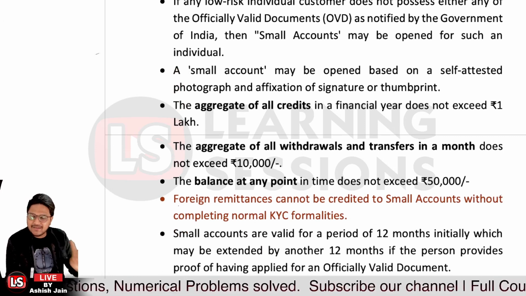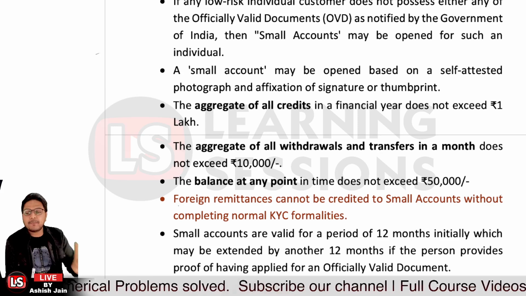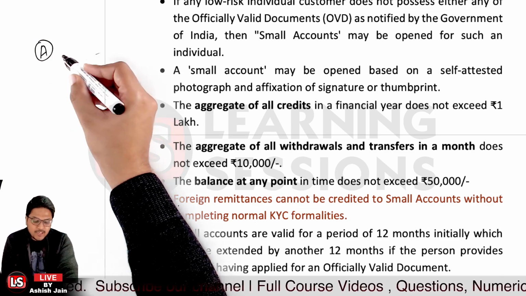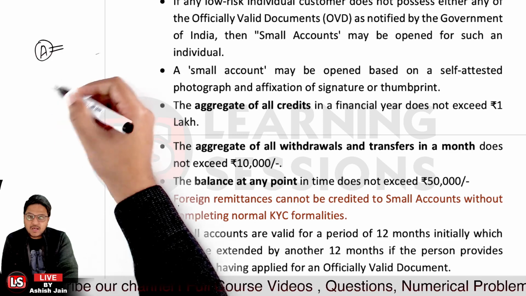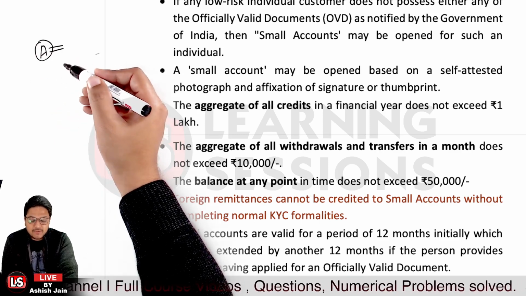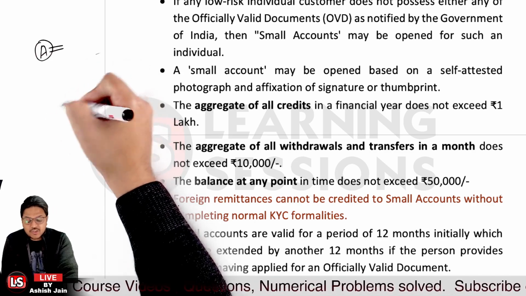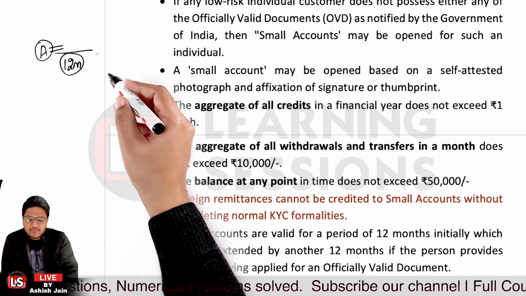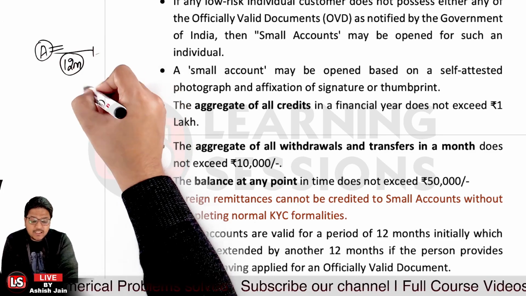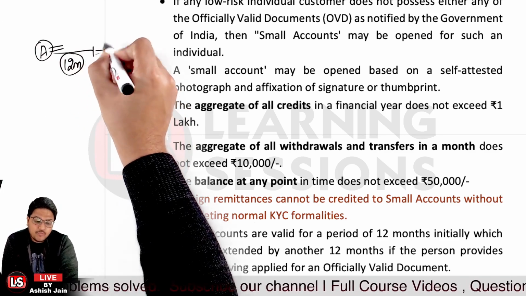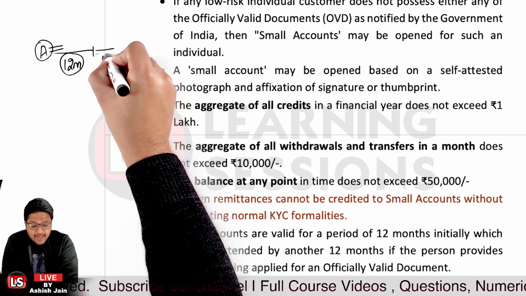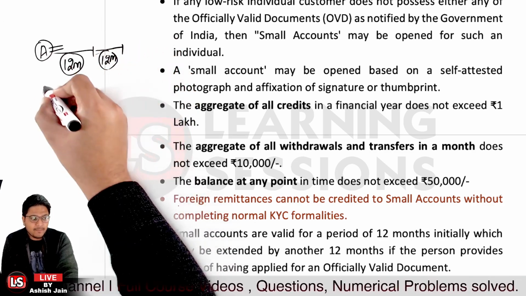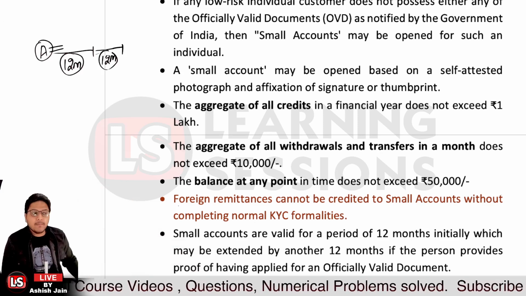And normally and generally, the small account is valid for a period of 12 months. Let's say person A visited, and person A does not have an OVD or officially valid document with him. The person will affix a photograph with the thumb impression upon the same, and further will be attesting the same. On the basis of the self-declaration, the account will be opened, and this account will be operational for the first 12 months. And further, within these 12 months, the person is to submit proof that the person has applied for the OVD. Only after that, after the 12 months, the person will be allowed another 12 months. So a small account is valid for a maximum period of 24 months and not more than that, right?